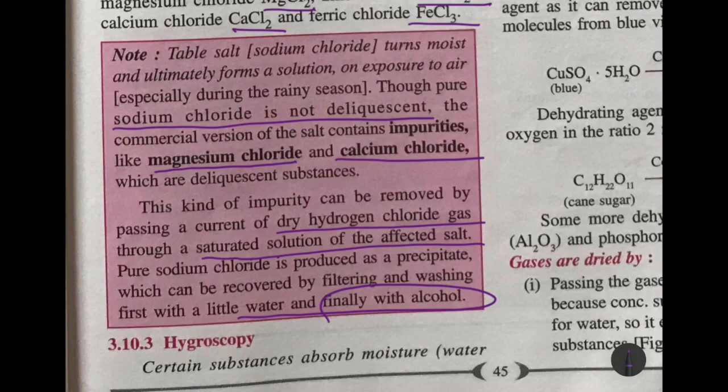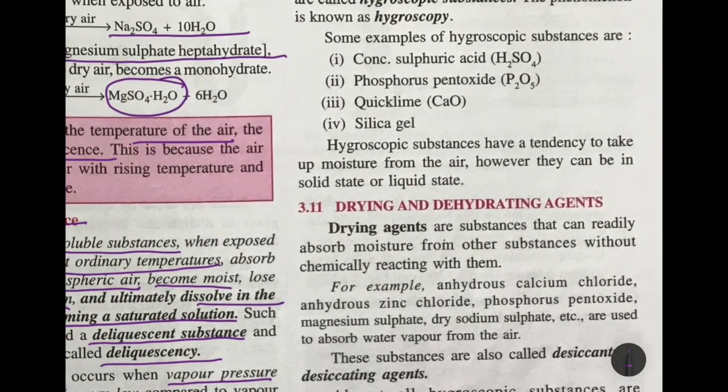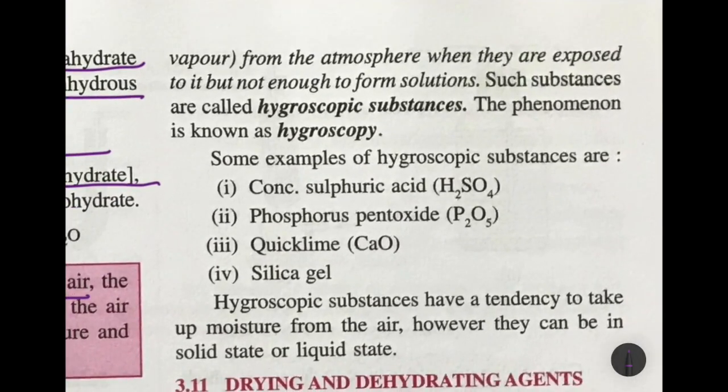Now the next property is hygroscopy. Certain substances absorb moisture just like deliquescent substances from the atmosphere, but they do not dissolve in the water. So when they are exposed but not enough to form solutions, such substances are known as hygroscopic substances. Now if we look at hygroscopic and deliquescent substances, the only difference you can see is both will absorb the water vapor, but deliquescent substances will dissolve in the water. Hygroscopic substances will not dissolve in the water that they have absorbed. So this phenomenon is known as hygroscopy.